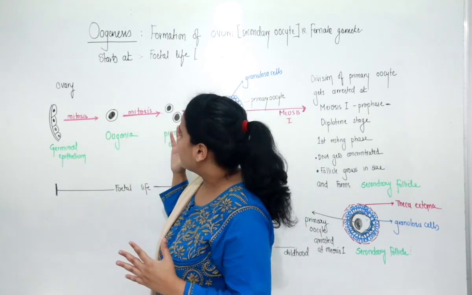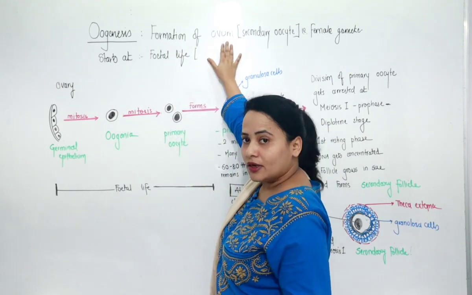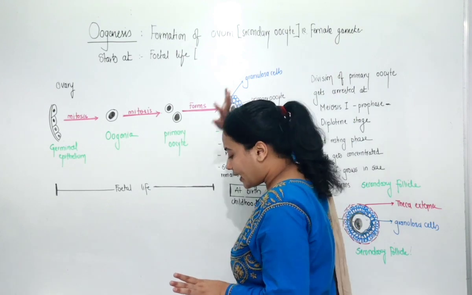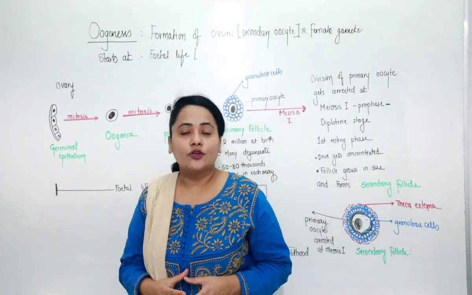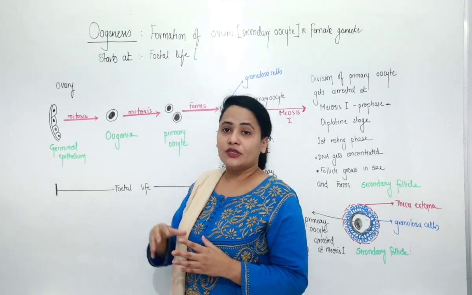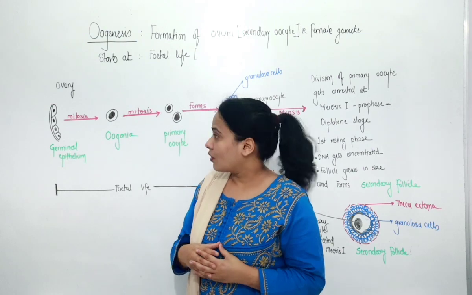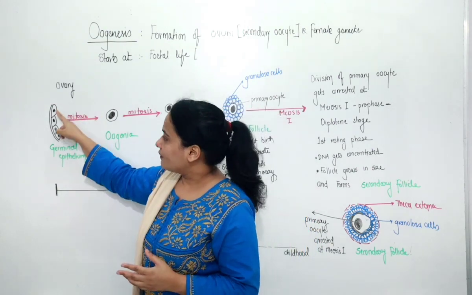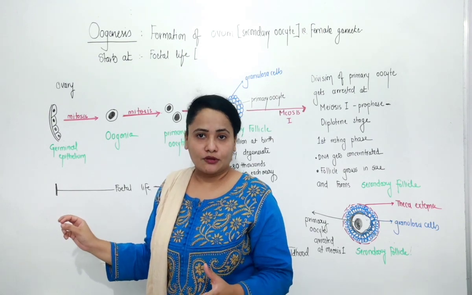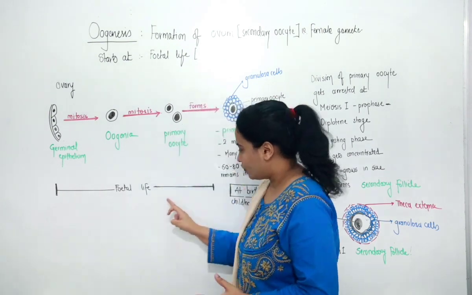Now let's say that this is oogenesis, the formation of ovum. Sometimes it is often called secondary oocyte, that is a female gamete, in the ovary, which is what you call oogenesis. Now it starts at the fetal life, you can say from the embryonic stage itself it starts. Alright. The ovary has a germinal epithelium inside it, which is made up of cuboidal epithelium. Right. So during the fetal life, you can see I have marked over here.